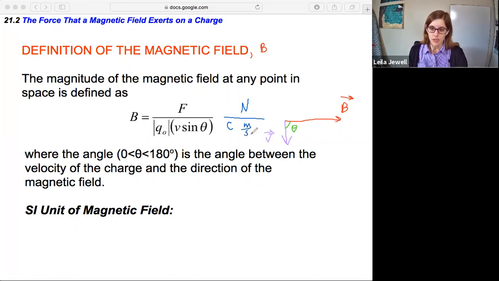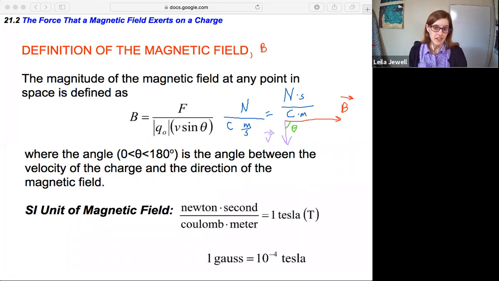Or the other way we can write this is because it's in the denominator as meters per second, we could then write it as newtons times seconds. The seconds could go all the way up to the top, per coulomb per meter. Now that's a pain to write that out all the time. So this is by definition equal to a unit known as the Tesla.